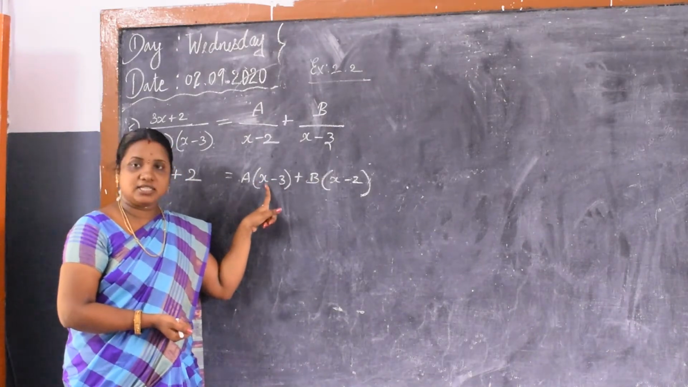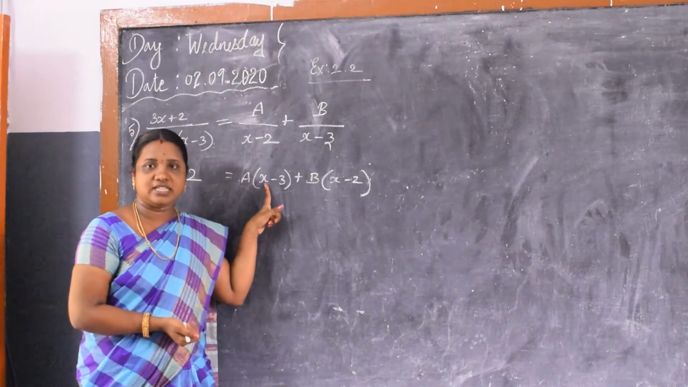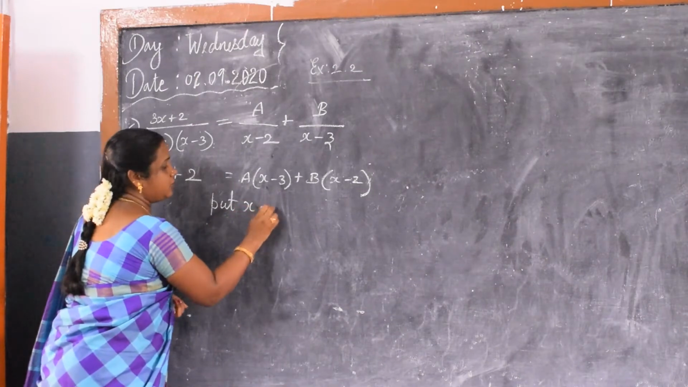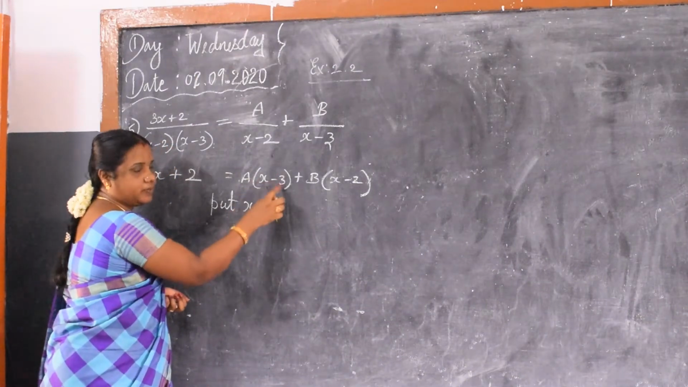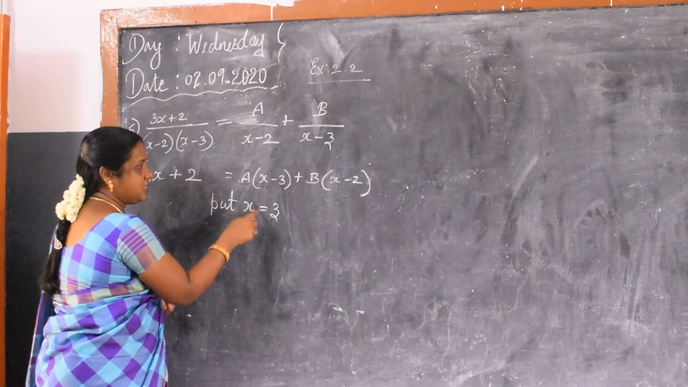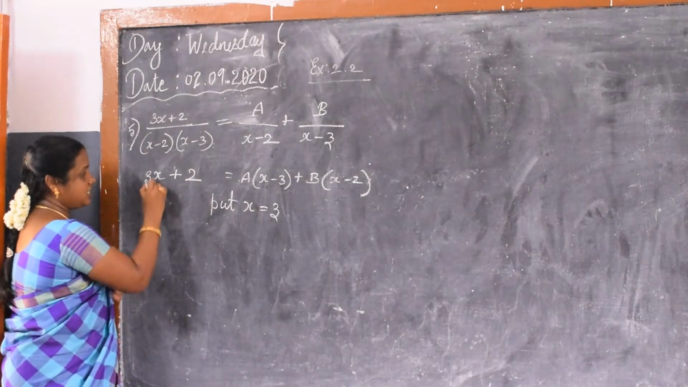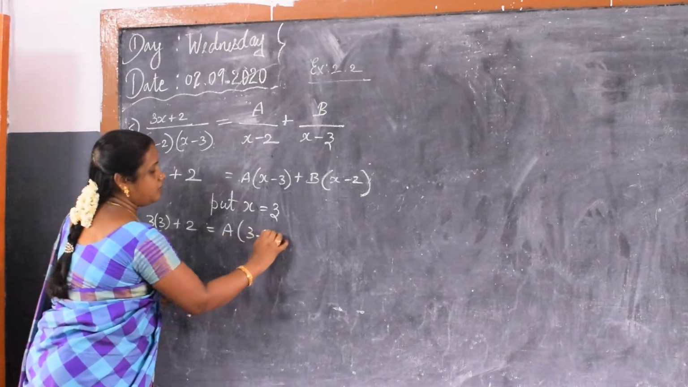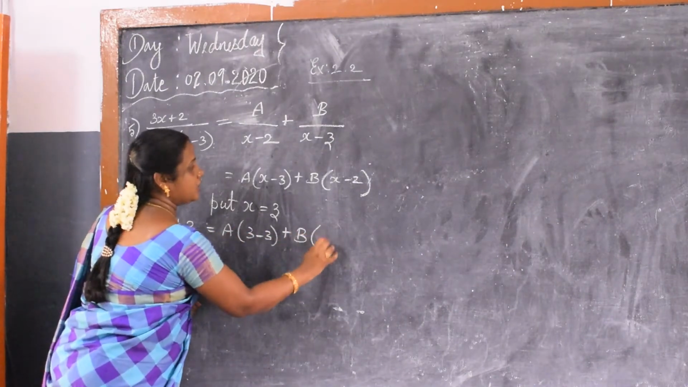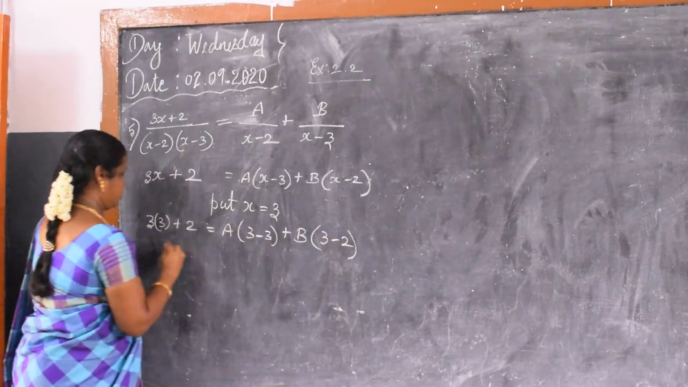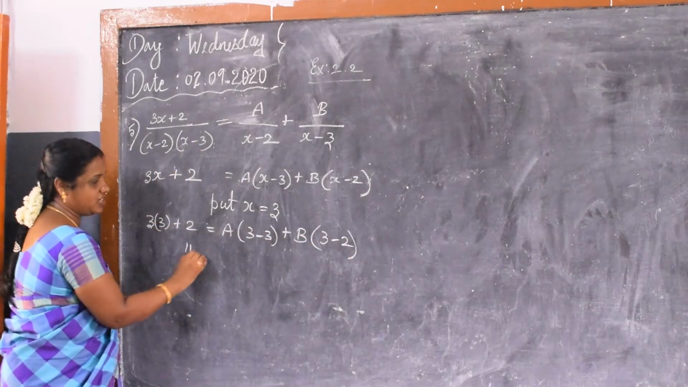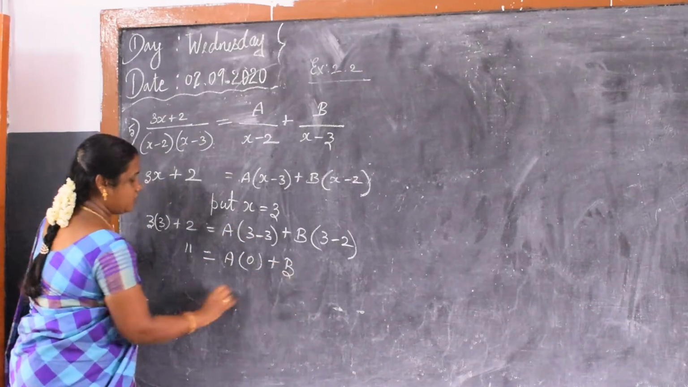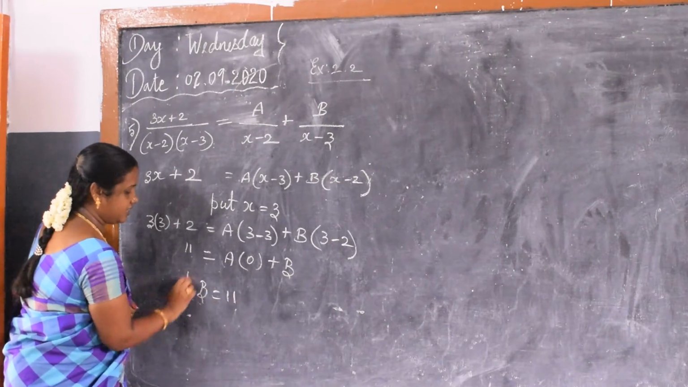If you want to make a term 0, we put a suitable value. Already in 11th standard I explained everything. See, put x = 3. If you put x = 3, this term will become 0. So I am going to write x = 3 here also. Instead of x, write 3: 3(3) + 2 = a(3 - 3) + b(3 - 2). Wherever x is, you put 3. 3 threes are 9, 9 plus 2 is 11, equal to 0 plus b. So our answer is b = 11.